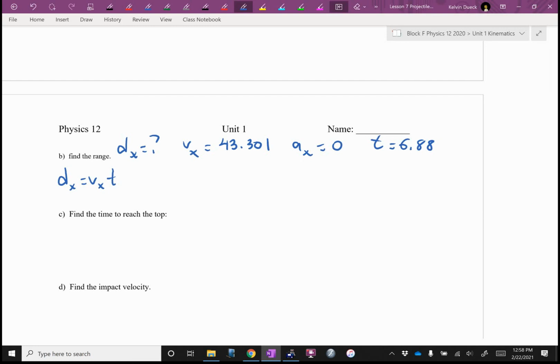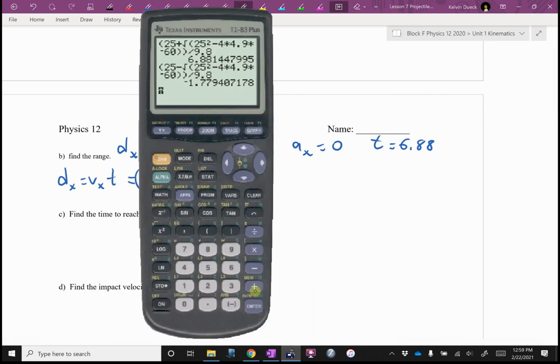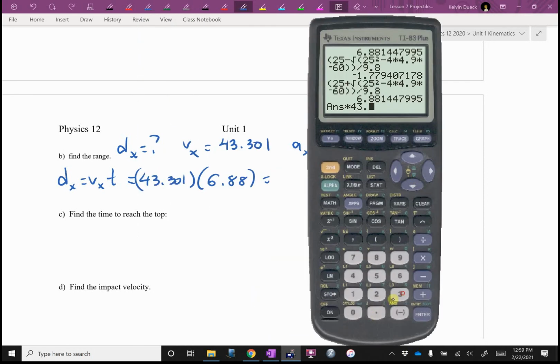Here, it's 2 lines. It's going to be 43.301 times, I'll write 6.88, but I'm going to use my answer button. Oh, I got to bring back the other answer. Now I've got my answer button. Times 43.301. Kieran, did you get 298?